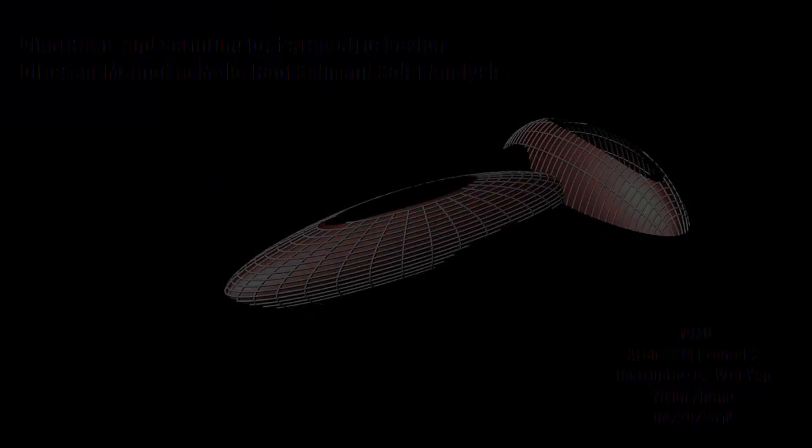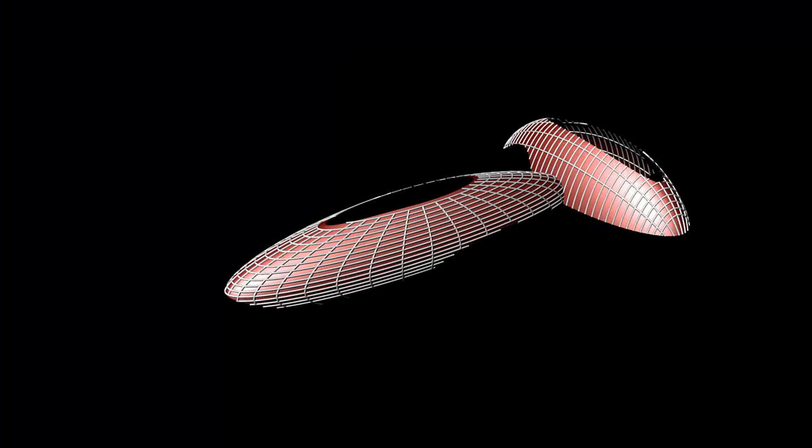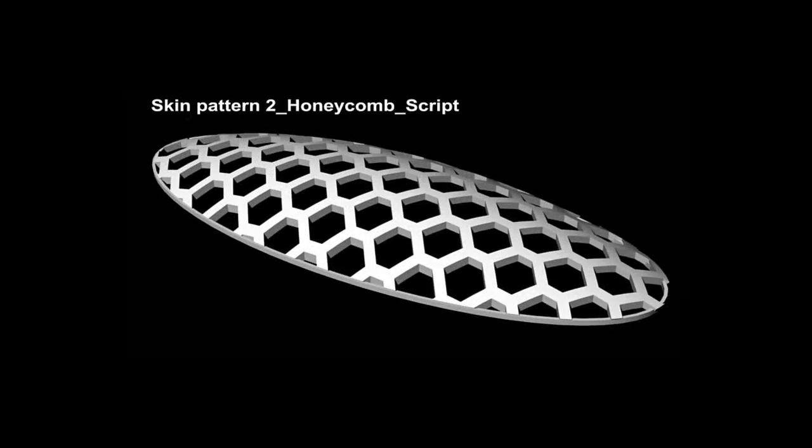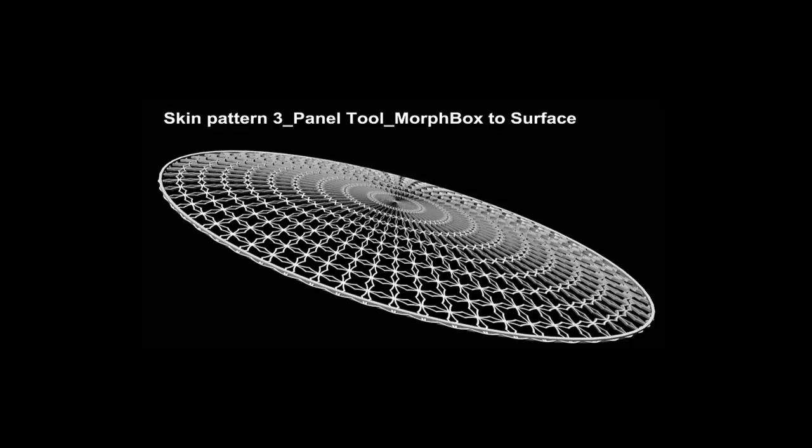In Project 1, I used the Pepakura command to make the skin of the roof. In Project 2, I tried to find different methods to make various patterns of skin. Those methods include Voronoi, VB script, and a panel tool.